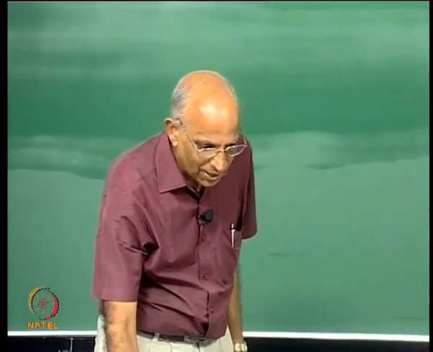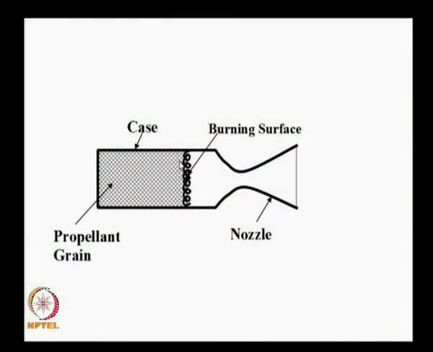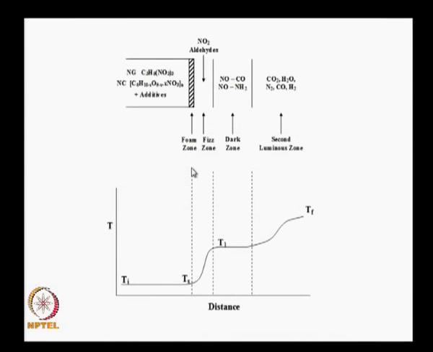What we did in the last class was we told ourselves this is the propellant grain which is there inside a particular case, this is the nozzle, we ignite the surface of the propellant, the surface regresses at a particular rate which we call the burn rate. And what did we do for the case of double base propellants?